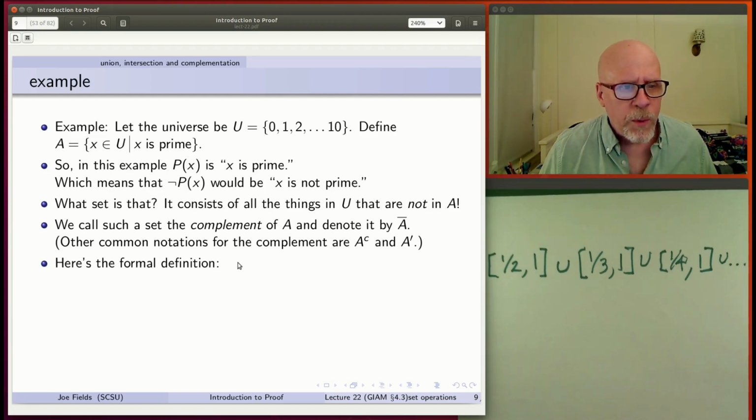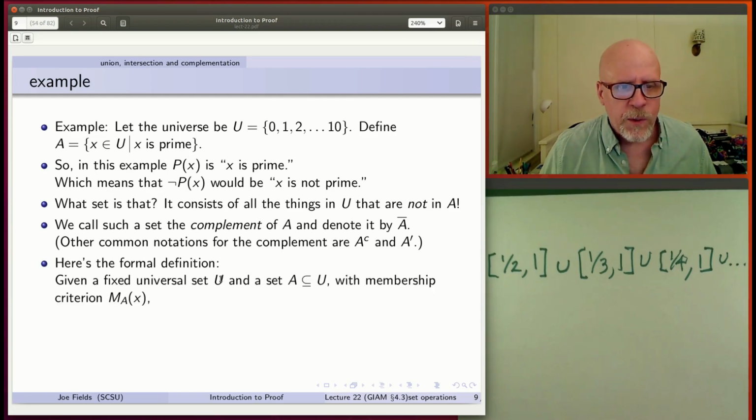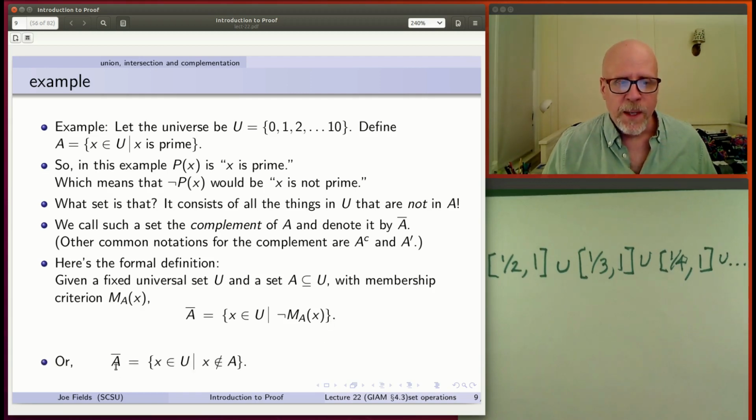So what is the formal definition? Given a fixed universal set U and a set A contained in U, now I'm going back to the old subscript notation for its membership criterion, M sub A of X. A bar, A's complement, is the set of X in our universe such that not M sub A of X. Here's another way to say it. A bar is the things in our universe such that X is not in A. They've got to be in your universe, but you're not in A.